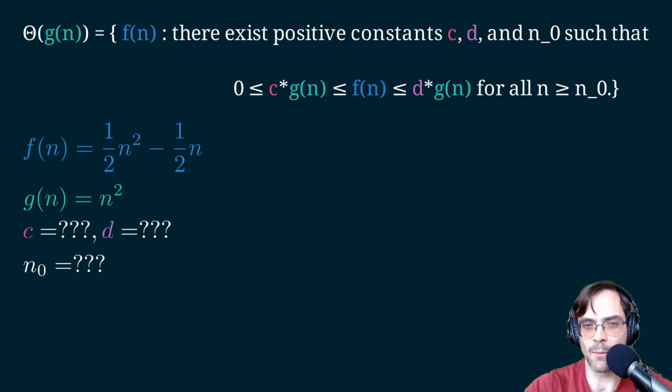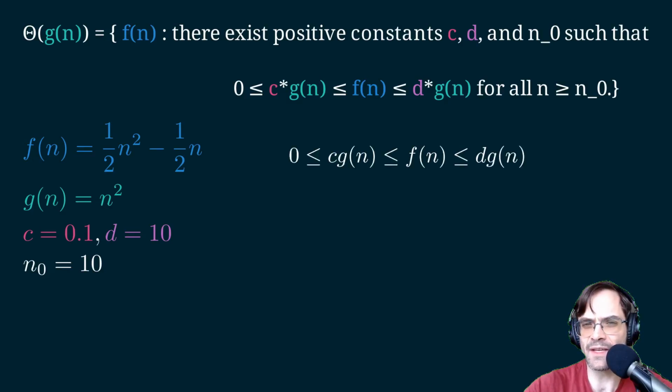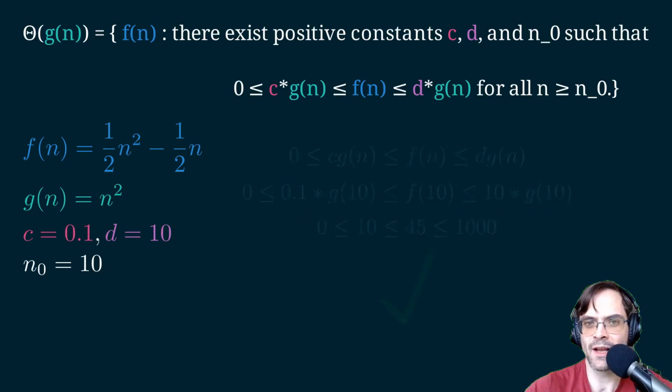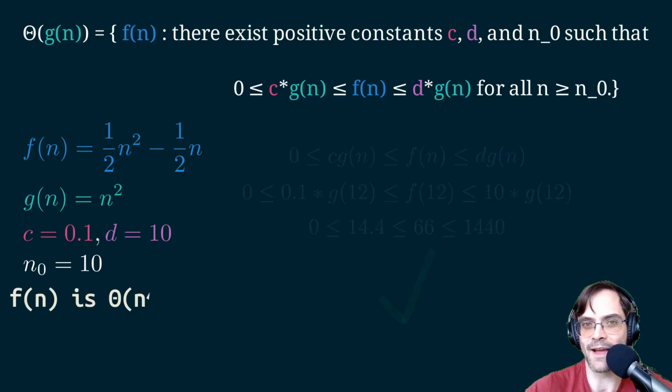So we're going to choose easy numbers that hopefully will make our definition work. We're going to choose c equals 0.1, we'll say d equals 10, and let's just choose n naught to be 10 as well. Let's see if these numbers work. It does. The inequality holds for n equals n naught, and we can check 11 and 12 as well, just to be sure. You can see the inequality is still holding, and the gaps are getting bigger, so it should continue to hold. Therefore, we can say that insertion sort, represented by f of n, is big theta of n squared.